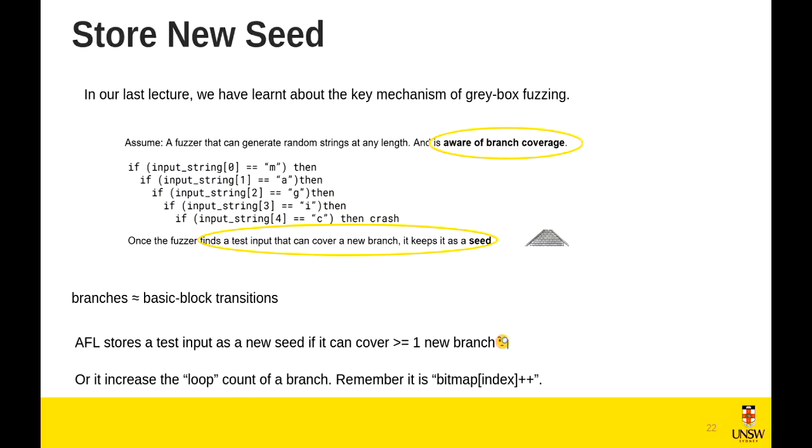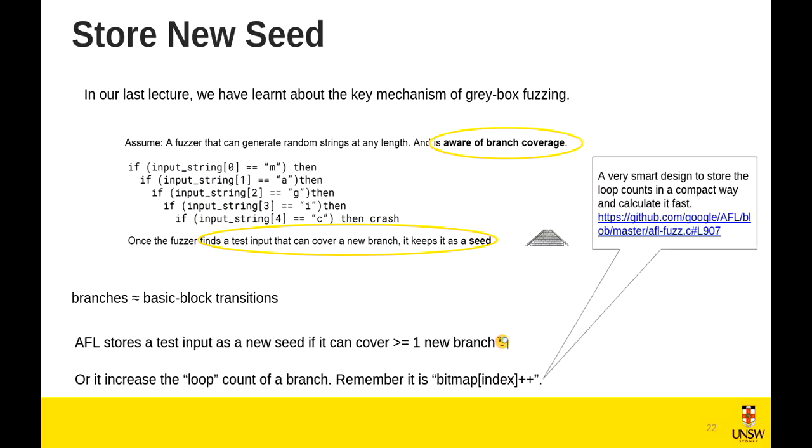If a new test input can cover more than one new branch, it will definitely be kept. Or, because remember in the bitmap we store the number of times executed for a particular basic block transition, if this new input can increase the loop count of a branch to a specific value, then it will also be kept here.